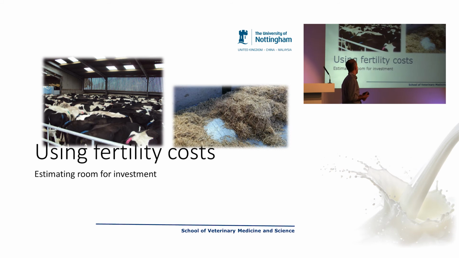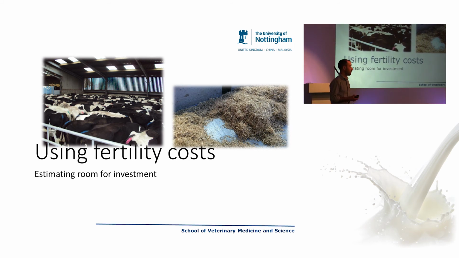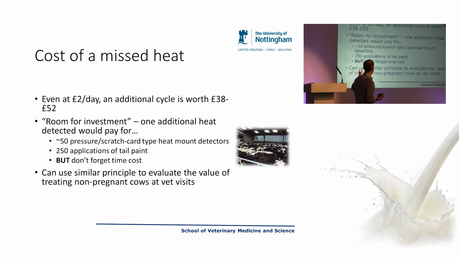So, final couple of slides on how you can use these principles. It's quite interesting to think about the cost of a missed heat. Even if we accept that £2 a day is a very conservative, realistic starting point for estimating cost, an additional cycle, so postponing your next opportunity to inseminate the cow, is going to be worth something like 38 to 52 quid. And normal cycles are 19 to 26 days long.